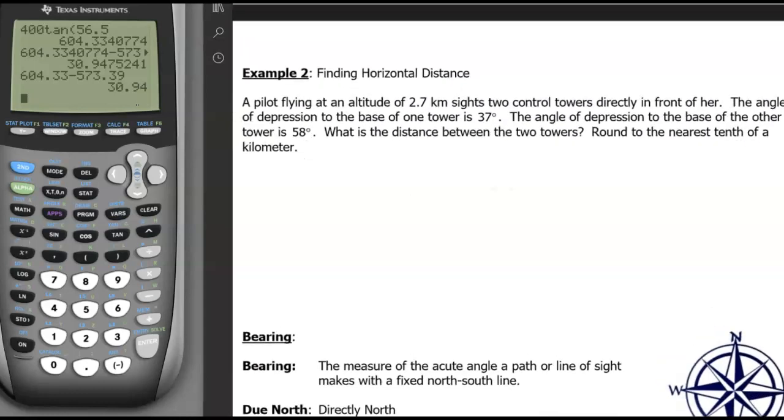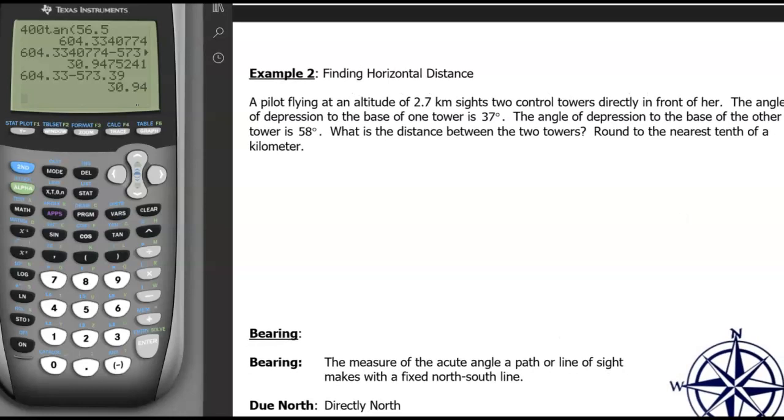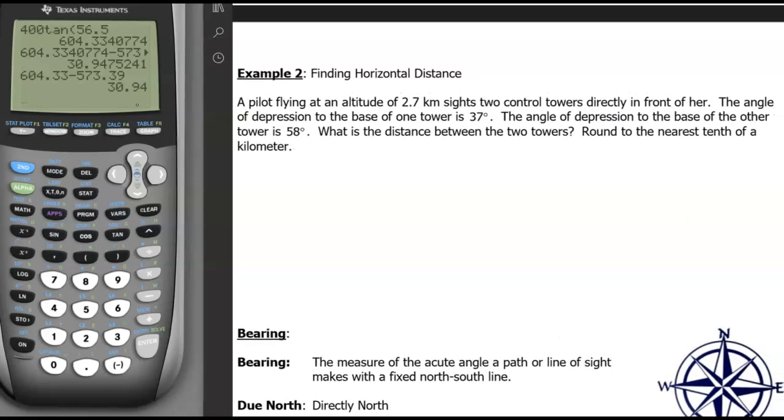Alright, a pilot flying at an altitude of 2.7 kilometers sights two control towers directly in front of her. The angle of depression to the base of one tower is 37 degrees, and the angle of depression to the base of the other tower is 58 degrees. What is the distance between the towers? Round to the nearest tenth of a kilometer. So what I did with the other classes was I helped them set it up, and then I had them solve this. I think I'll have you guys do the same thing.